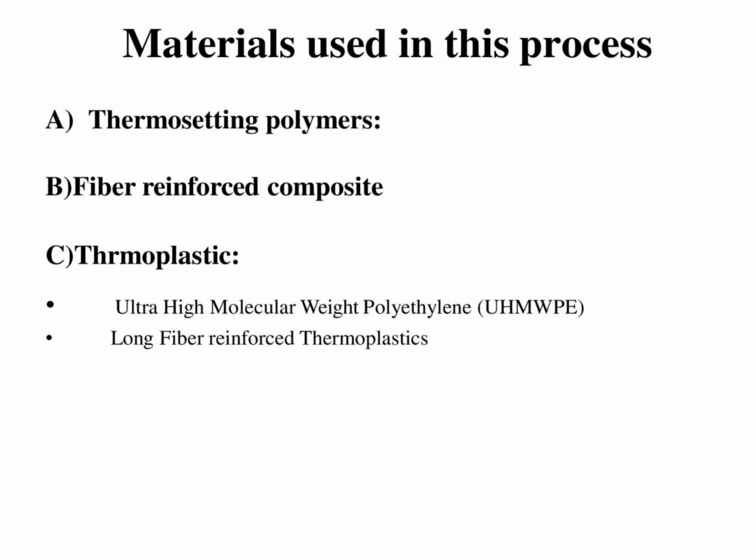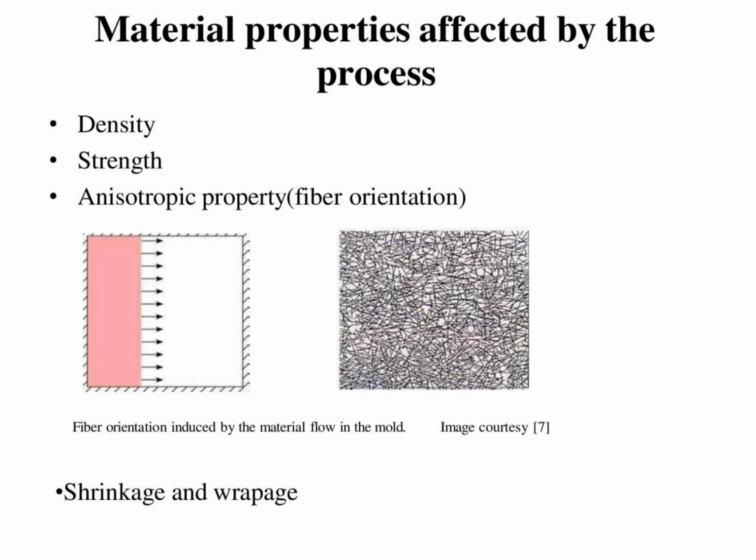Last but not least, the material properties affected by the process. The effects from this process are density, strength, anisotropic property, which is fiber orientation, and lastly, shrinkage and warpage.